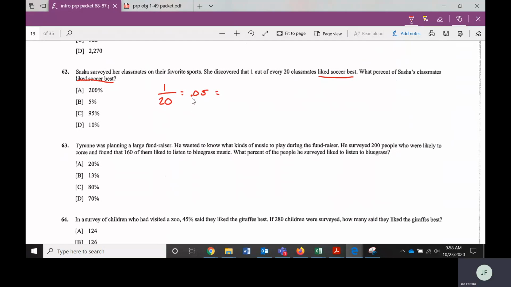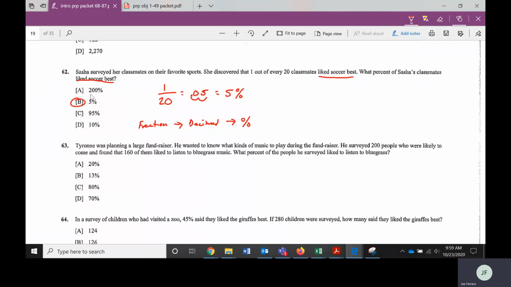Then you change it to a percent by moving it 2 spaces. It's always 2 spaces, and the percent is a bigger form of the number, so you move it to the right 2 spots, and that's just 5%. So you're going to write a ratio, which is a fraction. Then you're going to change that to a decimal by taking top divided by bottom, and then you change that to a percent. So the answer here is 5%.